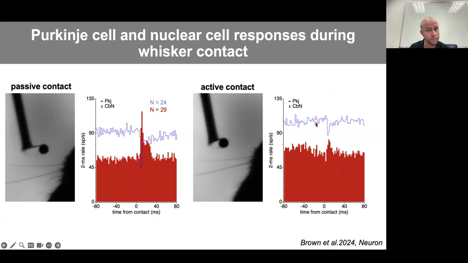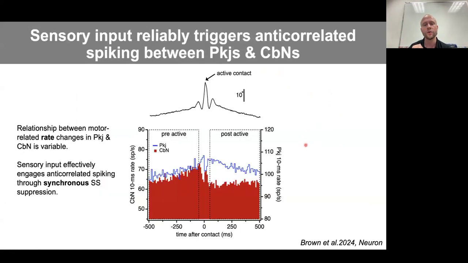One thing we also observed, though, which was interesting, is that during active contacts, when there's also a motor program going on, there are these early elevations in both the firing rate of Purkinje cells as well as the firing rate of cerebellar nuclear cells. And so we wanted to look a little bit closer at that. If we look at the active contact response on a much broader time scale, we notice a few things. First, we notice that the primary place where there's this inverse correlation between spiking in Purkinje cells and nuclear cells is following the sensory input at time 0.